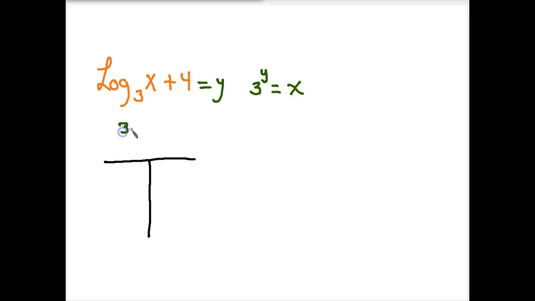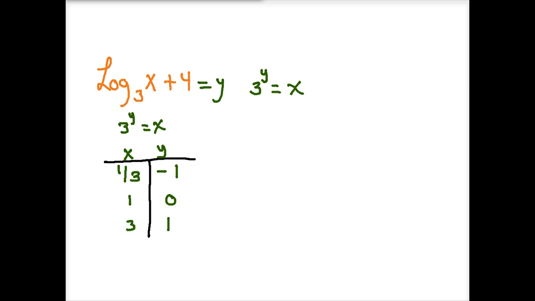So what I'm going to do is plot my points here for my exponential form. So put x and y here. I'm going to start with y, obviously. So I will plot my normal points, -1, 0, and 1. 3 to the -1 is 1/3. 3 to the 0 is 1. And 3 to the 1 is 3.